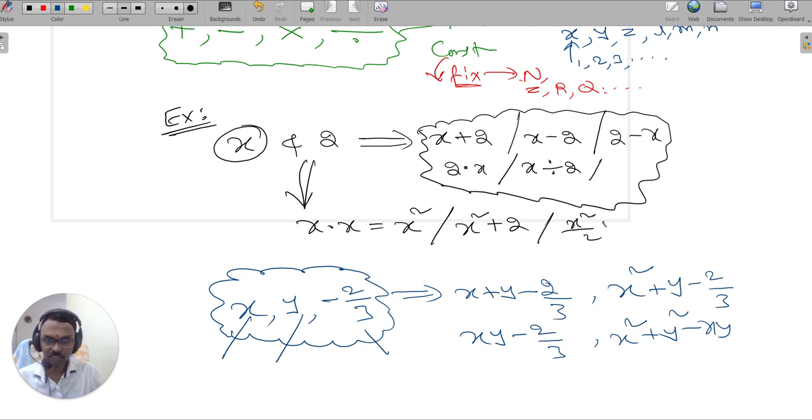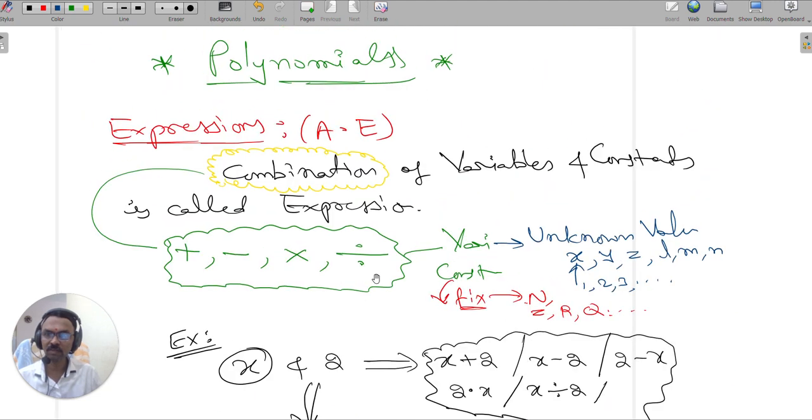Of course, some of them are thinking that x square by 2, or 2 by x square, is a polynomial. It is an expression, not a polynomial. It is an expression, right? All these are about expressions. This is an expression, an algebraic expression.